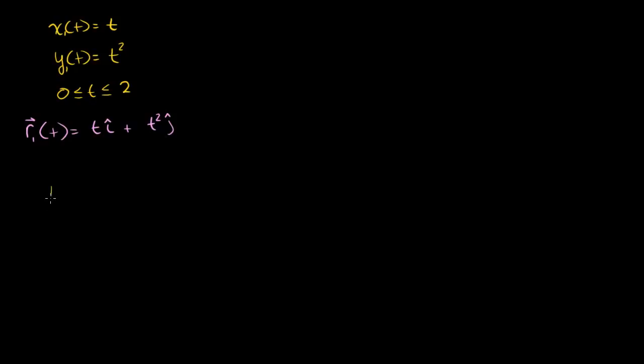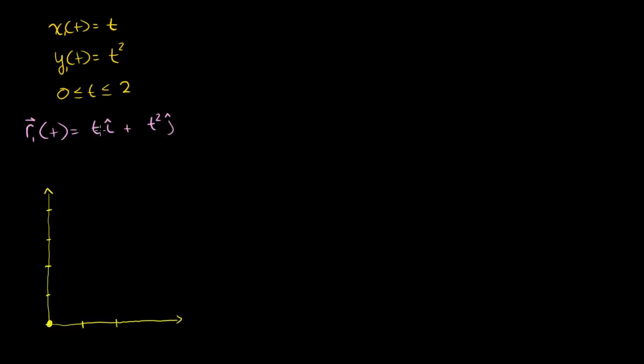Let me get my drawing tool. Try to draw it roughly to scale. So let's say that this is, so we get 1, 2, 3, 4. And then let me draw my x-axis. That's good enough. And my x-axis, I want it to be roughly to scale, 1 and 2. And so at t equals 0, both my x and y coordinates are at 0, or this is just going to be the 0 vector. So this is where we are at t equals 0.